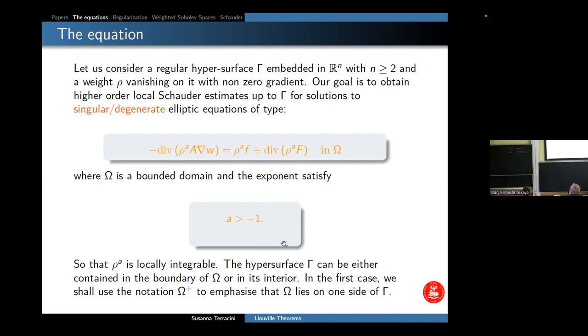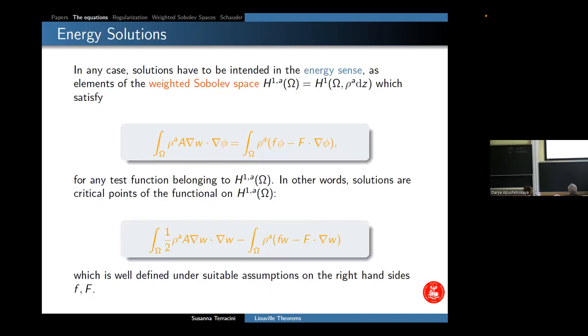May I think that rho is simply the sign distance to gamma? Correct. For example, this is in fact one possibility. It will not be the only one, but the best thing is to think that rho is the distance to gamma, the sign distance to gamma, and then you consider its modulus, with a power a that can be either positive or negative, but in any case strictly larger than minus one, in a way that this weight is locally integrable. Okay? Thank you. Yes, thank you.